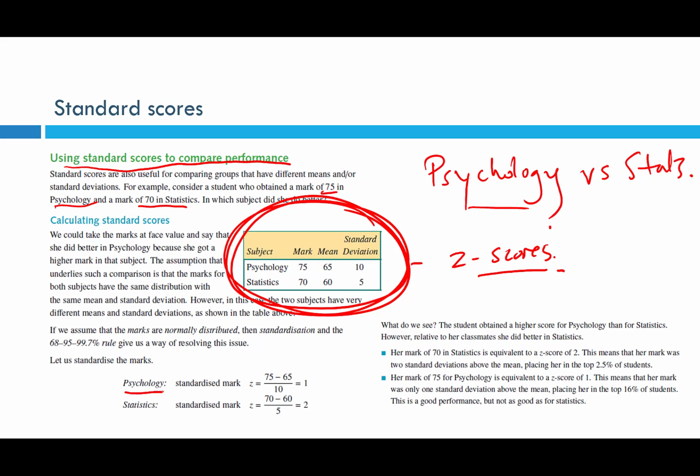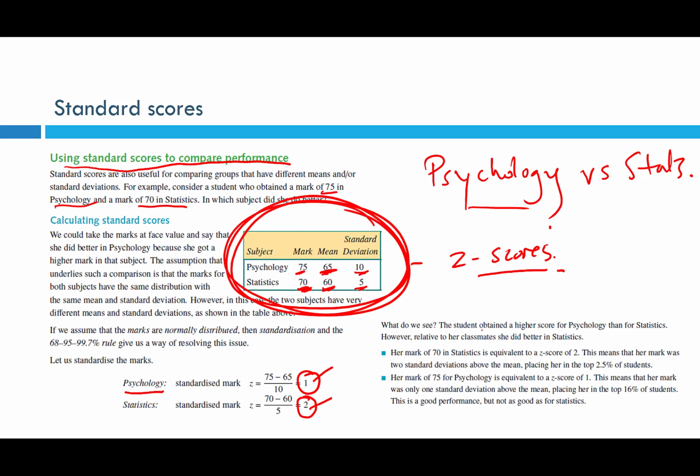So you've got to work out the Z scores for both. Let's look at psychology. The standardized mark for psychology would be the actual score, which was 75, minus the average divided by the standard deviation. Statistics, same thing. Actual minus average divided by standard deviation. The Z score for psychology is 1, and the Z score for statistics is 2. 1 and 2. These are the important values.